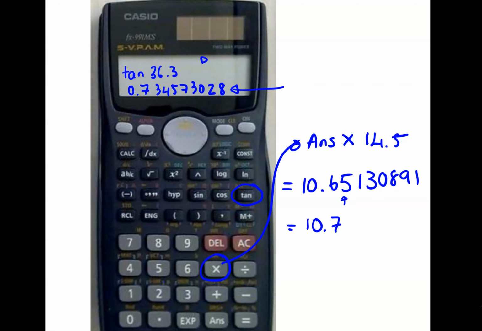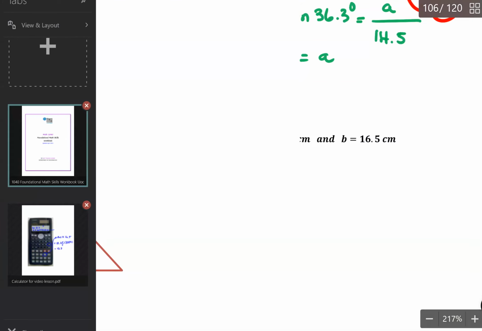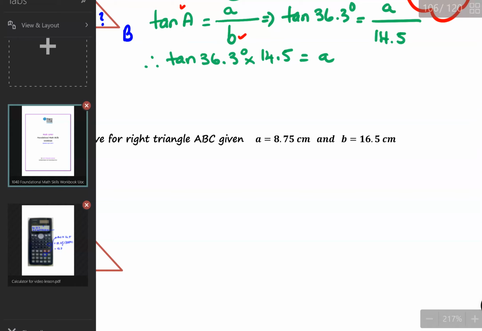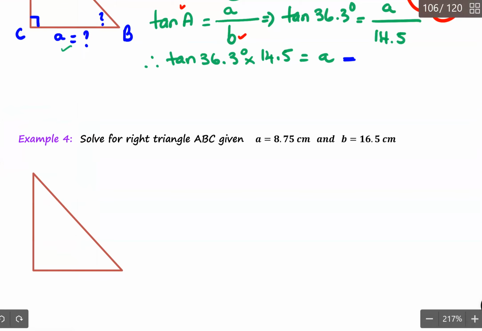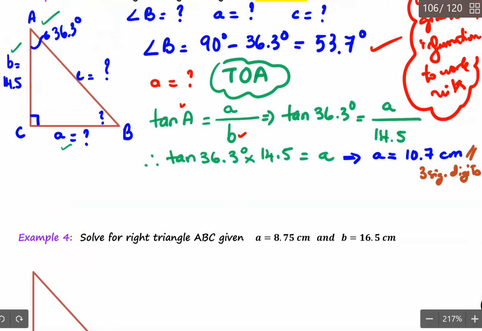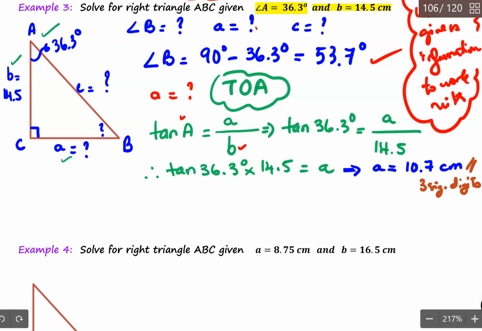Alright, okay, so let's get back to our handouts. What I will do is write A will be equal to 10.7 centimeters in 3 significant digits. So solving for A, I've done that already. Now how about C?